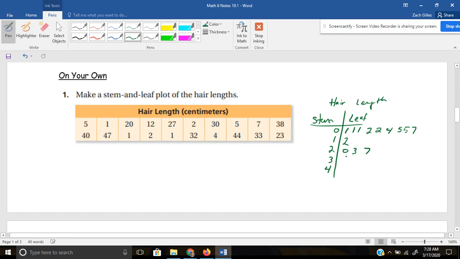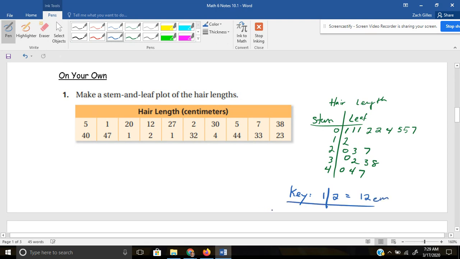And I've got 30, 32, 33, 38. And lastly, I've got 40, 44, and 47. Right, including my key. I'll say 1 line 2 is equal to 12. Okay. And in this case, we are talking centimeters.